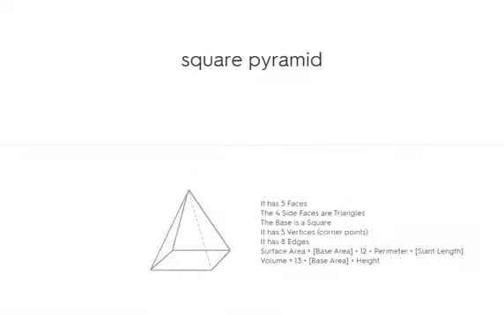Square pyramid: it has 5 faces. The 4 side faces are triangles. The base is a square. It has 5 vertices. It has 8 edges. Surface area equals base area plus 1/2 x perimeter x side length, volume equals 1/3 x base area x height.